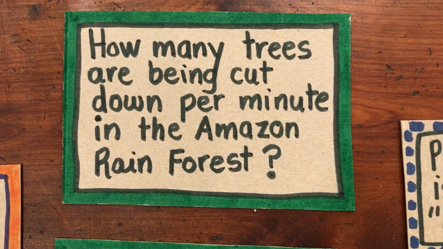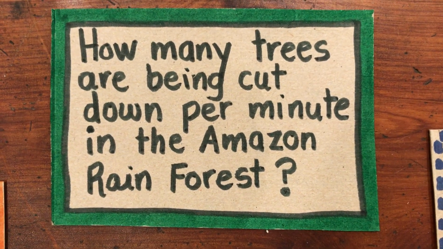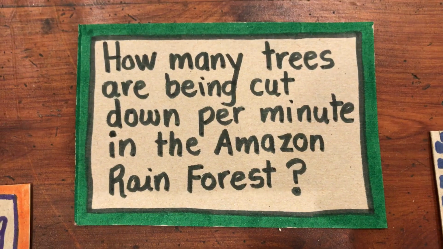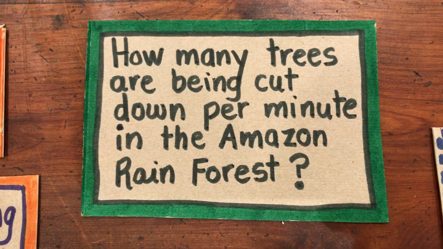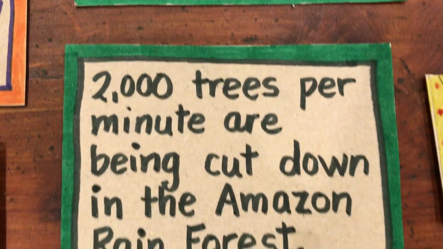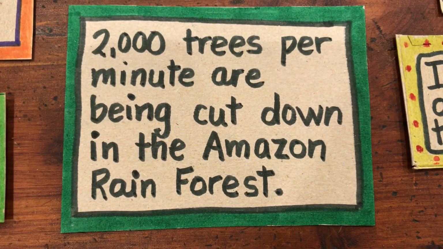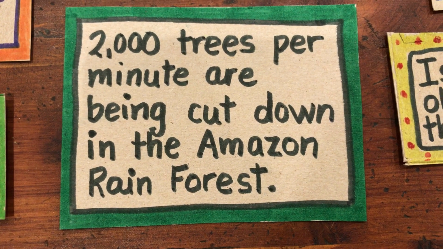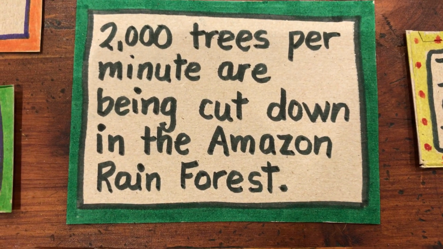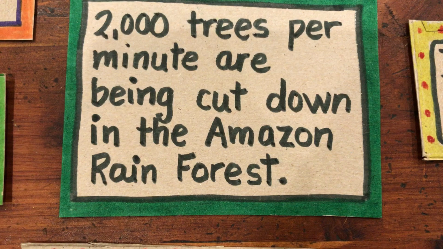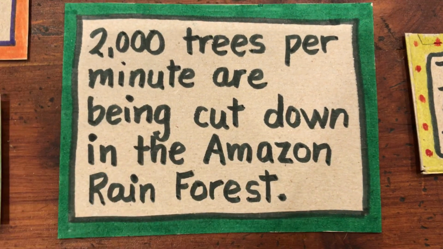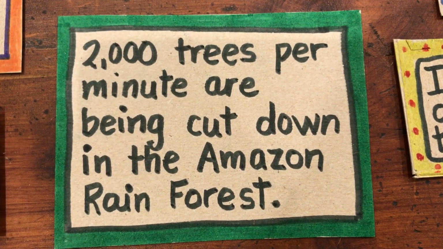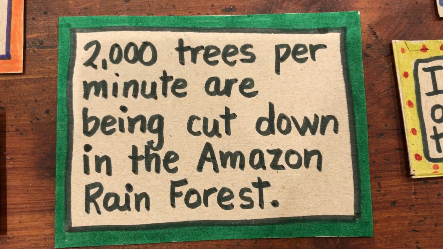How many trees are being cut down per minute in the Amazon forest? Per minute. Now think about that. Just think about 1 minute and how fast it goes. And there are 2,000 trees. 2,000 trees per minute are being cut down in the Amazon forest. And the Amazon rainforest is a place in Brazil, and people say that the Amazon rainforest is like the lungs of the earth because we get a lot of oxygen from there.